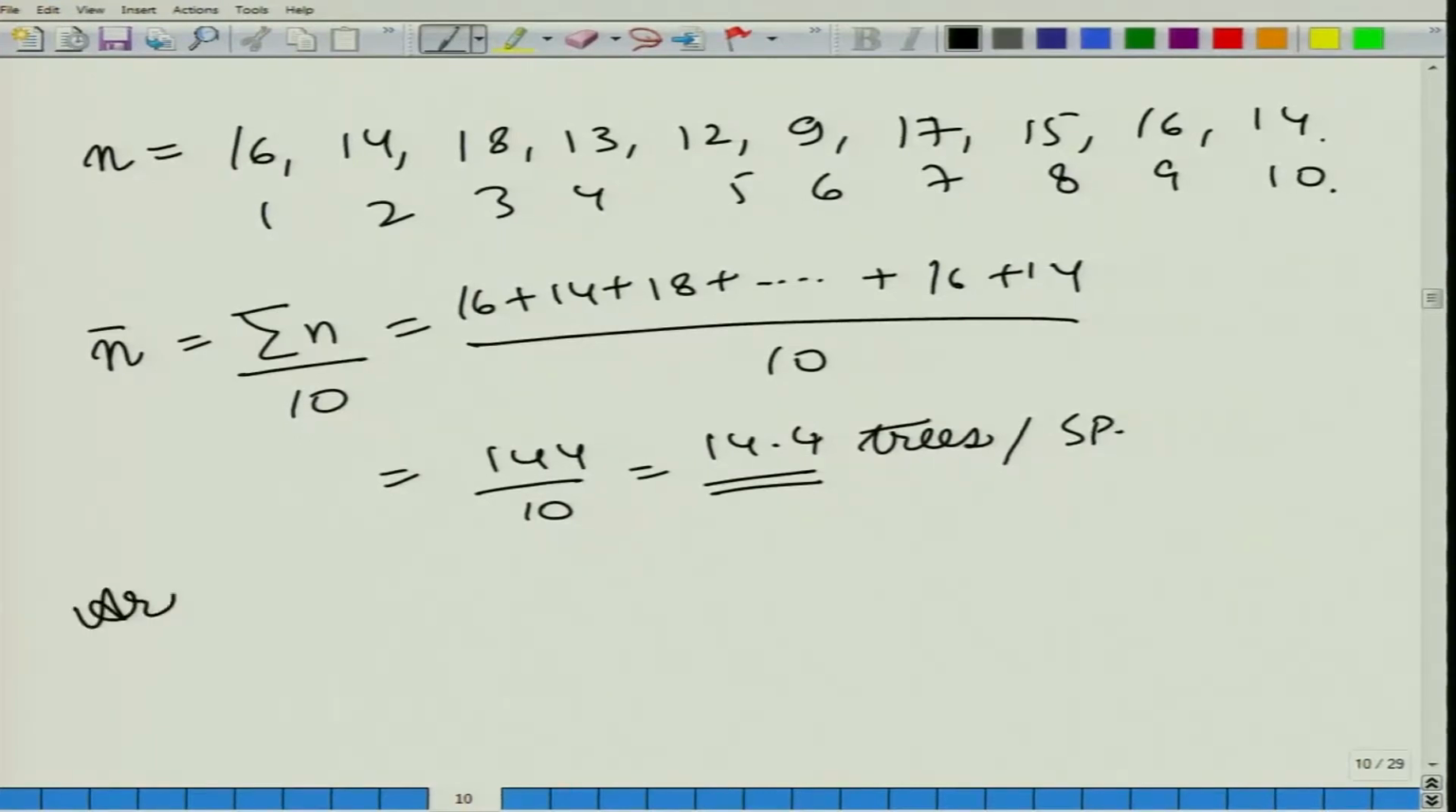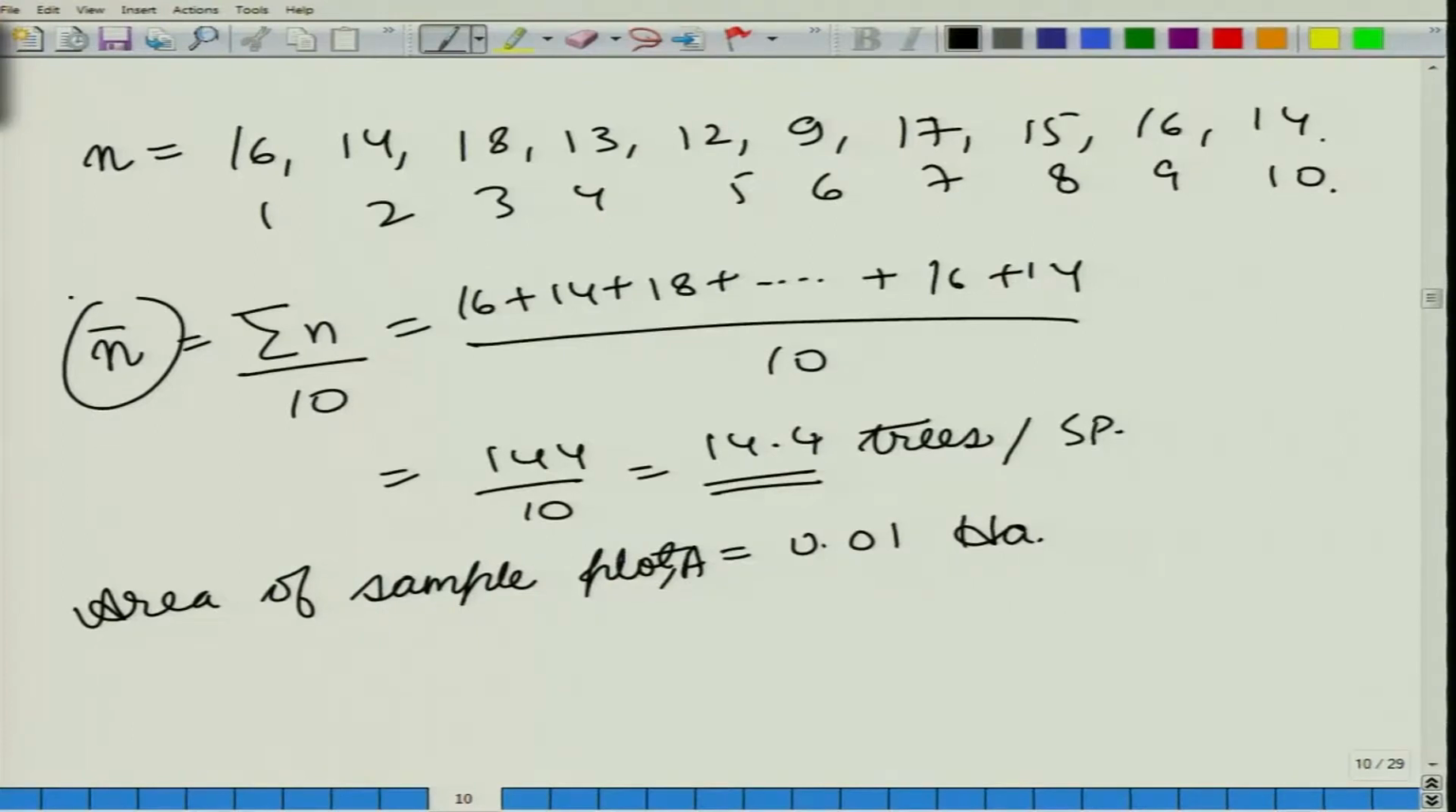Now the area of the sample plot is given as 0.01 hectares. So that is A, and here it is n bar. So what is the number density?